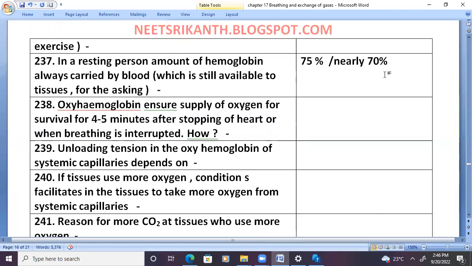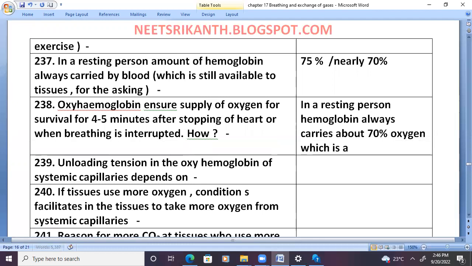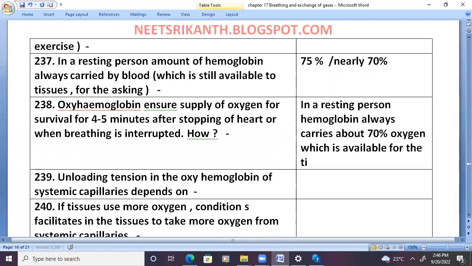Then oxyhemoglobin ensures supply of oxygen for survival for 4 to 5 minutes after stopping of heart or when breathing is interrupted. How? In a resting person, hemoglobin always carries about 70% oxygen, which is available for the tissues for asking.